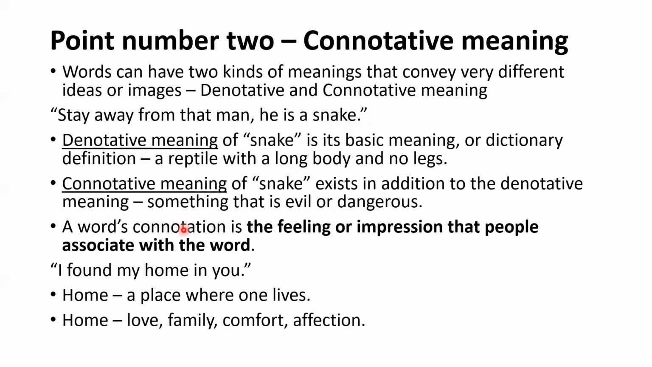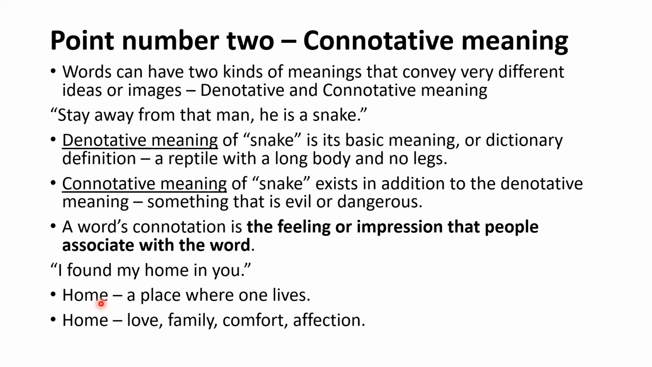So the word snake here has an association that people have with it. Probably this comes from the Bible, where the snake tempted Adam and Eve to commit sin. That is why probably a snake is considered to be evil. So a word's connotation is the feeling or impression that people associate with the word. This is connotation. So words can have connotative meanings too, not just the literal definition from a dictionary, but some other meaning. So you should know this.